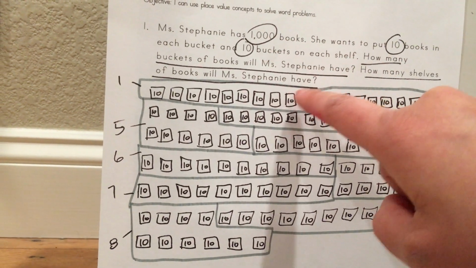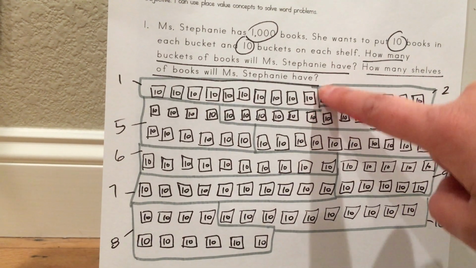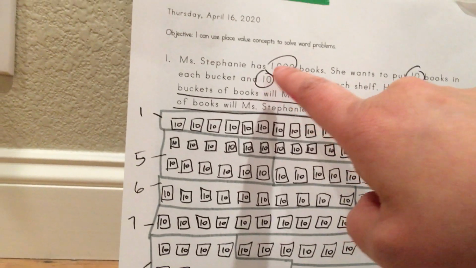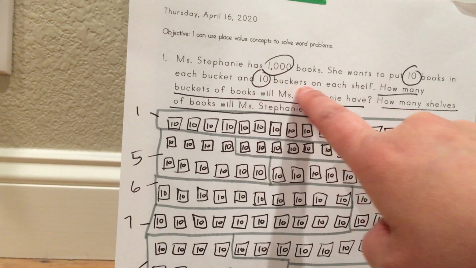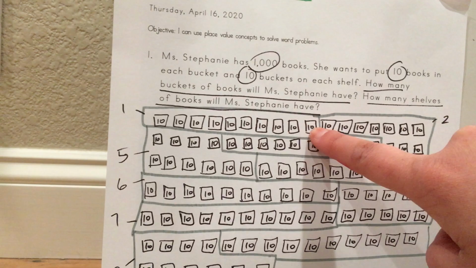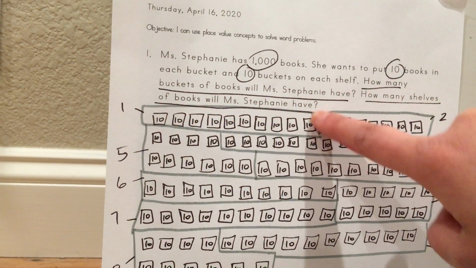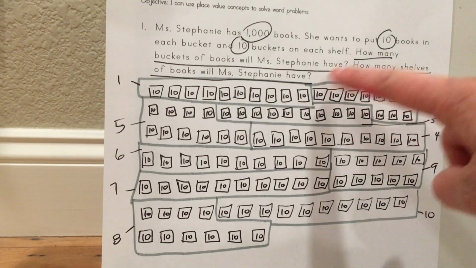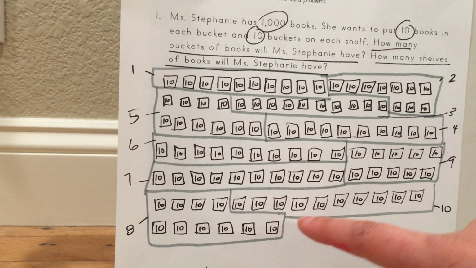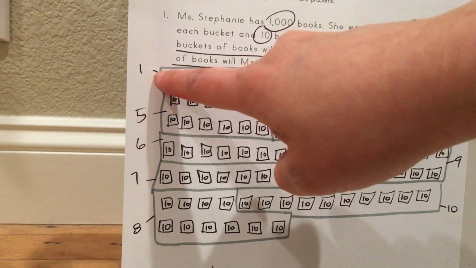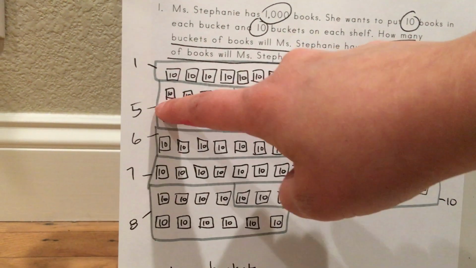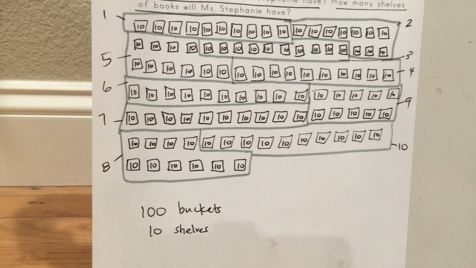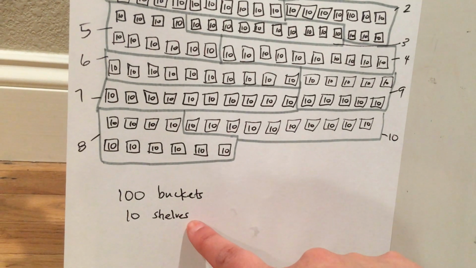Next, I found 10 buckets of books and I outlined it in gray because the problem says that there are 10 buckets on each shelf. So each outlined in gray picture here represents one shelf. Once I outlined all of my 10 buckets, I counted my shelves. I had 1 shelf, 2, 3, 4, 5, 6, 7, 8, 9, 10. So in all, I ended up with 10 shelves.